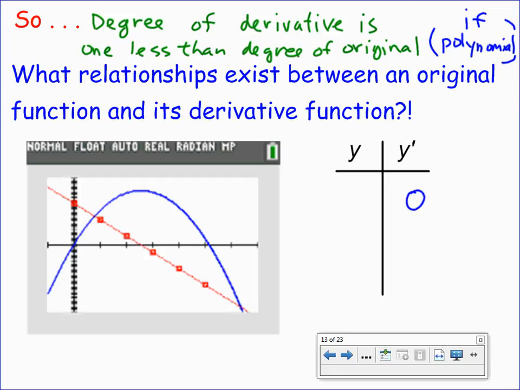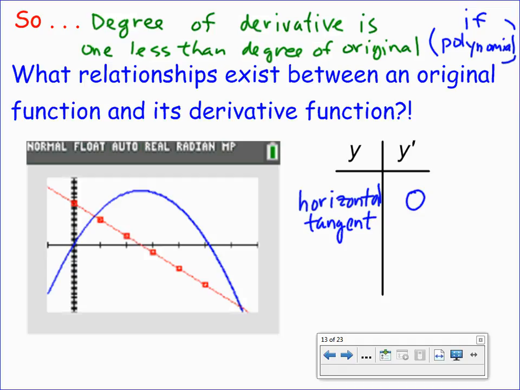So if the derivative value is 0, then y, not necessarily a max or min, in this case it certainly was, and in the first case, but for sure it has what slope value? So we could summarize that as a horizontal tangent. Excellent. So a horizontal tangent exists on my original y when y prime is 0. Great.